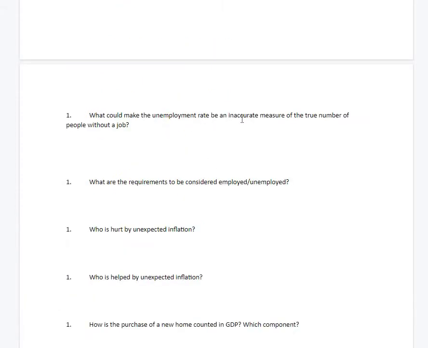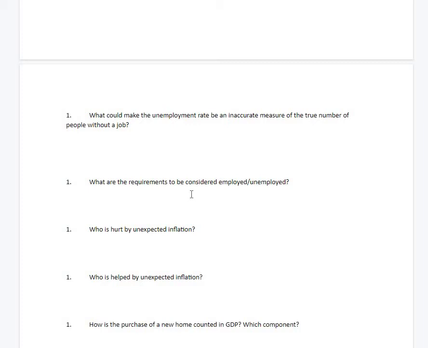What can make the unemployment rate be an inaccurate measure of the true number of people without a job? That's if people fall out of the labor force because they give up looking for a job. If you're looking for months and months, and you get really discouraged and you say, all right, I'm going to take some time off from looking, I need a couple months to figure things out, you're out of the labor force. And so you're no longer counted as unemployed. So the unemployment rate could actually look better than what it truly is, meaning a lower percentage than what it truly is, if that many people are not in the labor force.